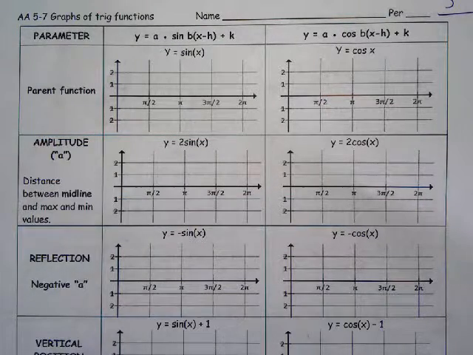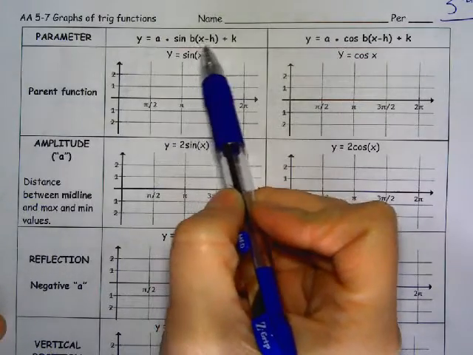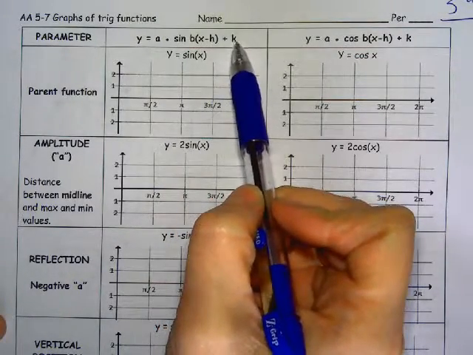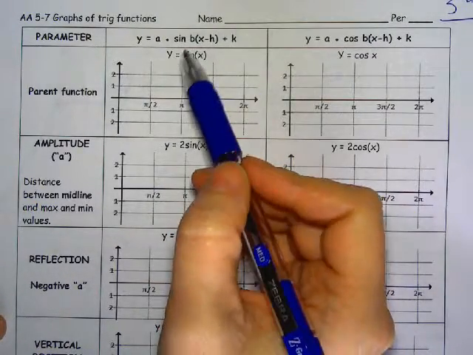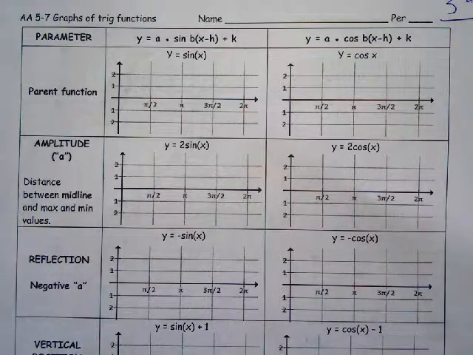Alright guys, I'm going to be taking you through the basic transformation of sine and cosine graphs. To review really quickly, as we know from our parent transformations from back at the beginning of the year, A, H, and K are pretty important to our transformations. A stretches our graph vertically, H moves it left and right, and K moves it up and down.